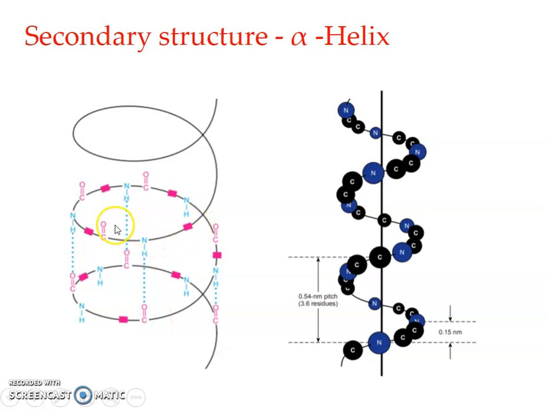Each turn of the alpha helix contains 3.6 amino acids, and you can see 3.6 residues. The width of each turn, adjacent turns, is 0.54 nanometer apart. And the spacing between two adjacent amino acids is 0.15 nanometer. So those are the alpha helical structural features.